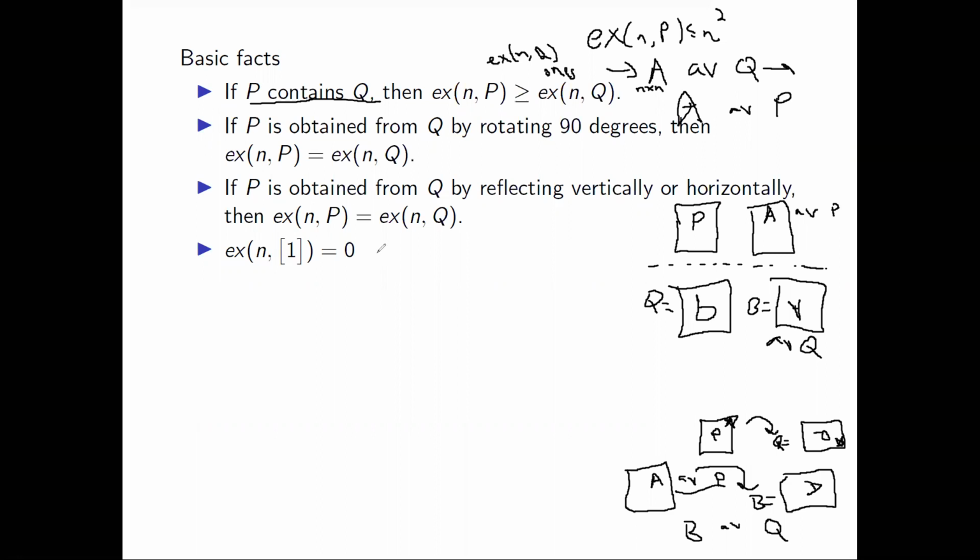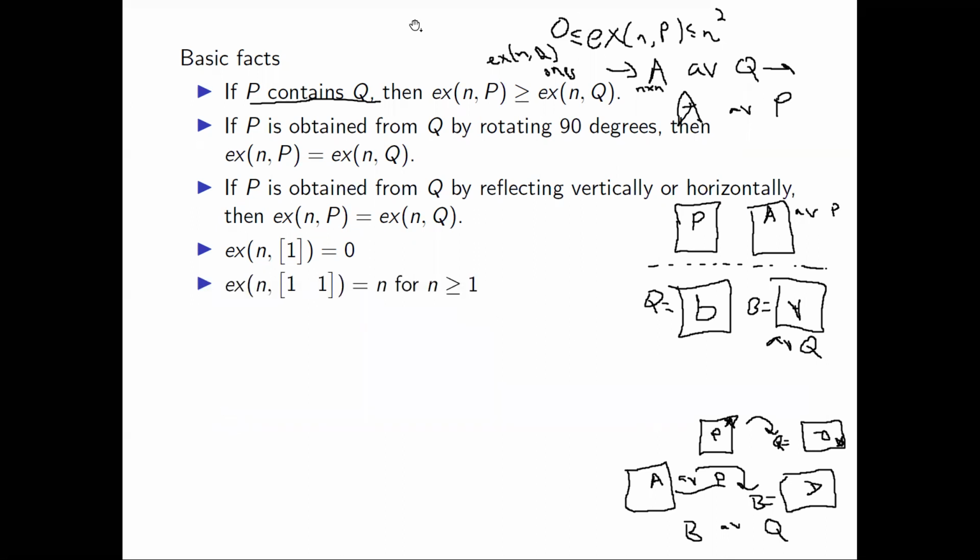And that's because if you have any ones in your matrix, then you would contain this 1 by 1 matrix with a 1. You can't have any ones or else you contain it. So to avoid it, you can only have 0 ones. So the extremal function is 0. So this is the smallest that the extremal function can be, because you can't have fewer than 0 ones. Can't have a negative number of ones.